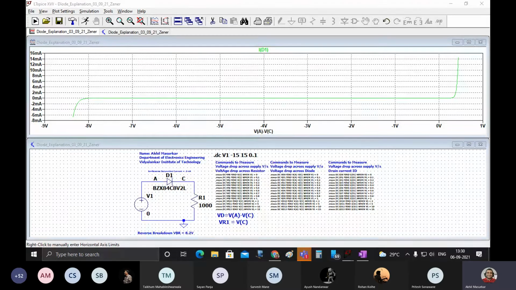Samay, can you unmute and tell me what error you are getting? Can you post your error in the chat box?